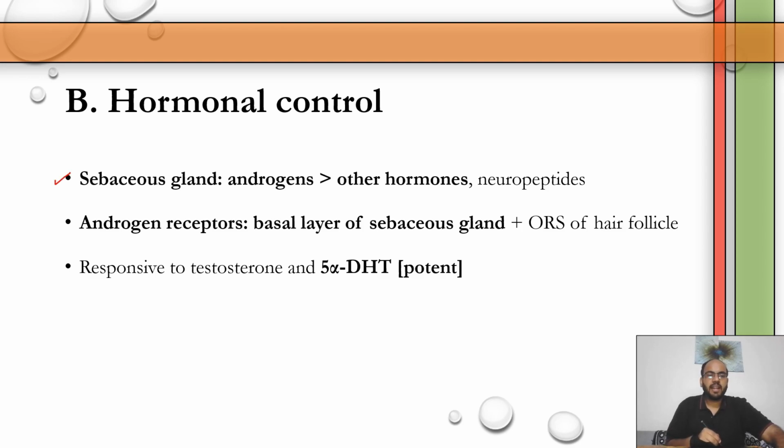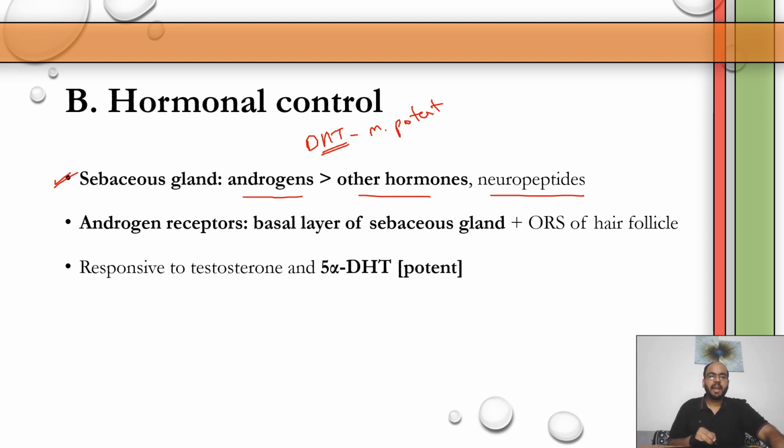Now, sebaceous glands are very responsive to androgens as compared to other hormones. When there is sebaceous gland activity, that activity is significantly increased under the influence of testosterone and other hormones, but majorly because of testosterone. And in that, you have DHT, which is the most potent stimulator of the sebaceous gland. Most potent. Other factors like neuropeptides also lead to sebaceous gland hyperactivity, but we'll discuss neuropeptides in the end of the video.